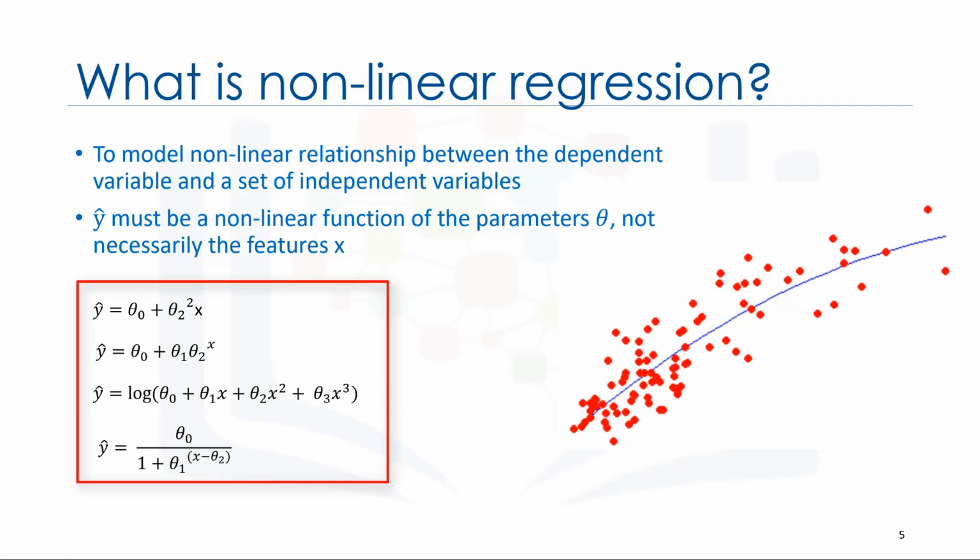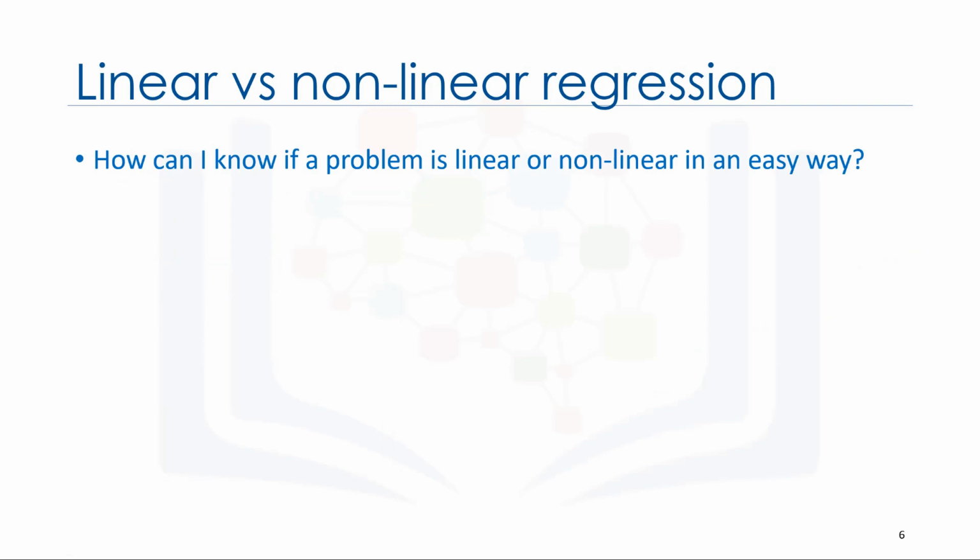That is, in nonlinear regression, a model is nonlinear by parameters. In contrast to linear regression, we cannot use the ordinary least squares method to fit the data in nonlinear regression, and in general, estimation of the parameters is not easy. Let me answer two important questions here. First, how can I know if a problem is linear or nonlinear in an easy way? To answer this question, we have to do two things.